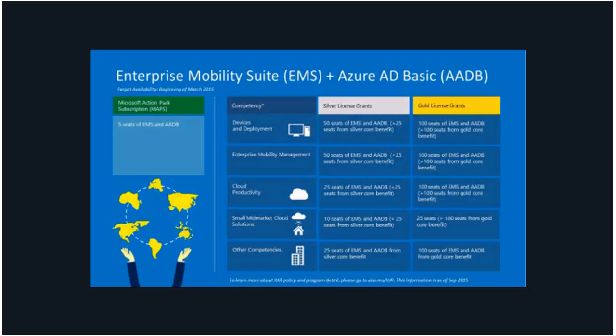For competency, for devices and deployment, you get about 50 incremental seats and 100 incremental seats for silver and gold, respectively. For enterprise mobility management, which is a relatively new competency that we've added, again, you get 50 and 100 as well. The core benefit is that you get 25 seats for silver and 100 seats for gold.